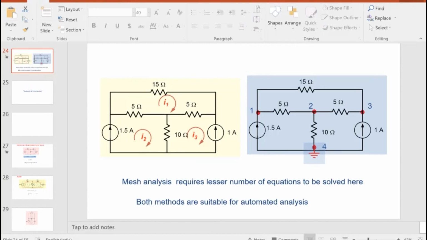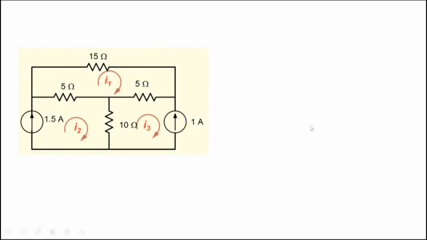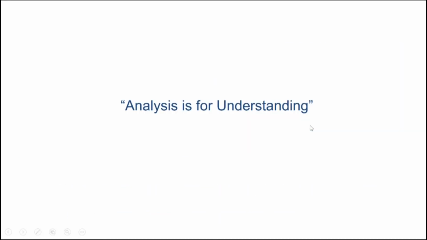The issue, of course, arises that if the computer can give us all the quantities that we are looking for, then what exactly are we doing in terms of analysis? The computer is giving us numbers, and that's where I wanted to end this particular lecture. The analysis that we are doing is not just for computing the values of currents and voltages. That's a means for understanding the circuit.